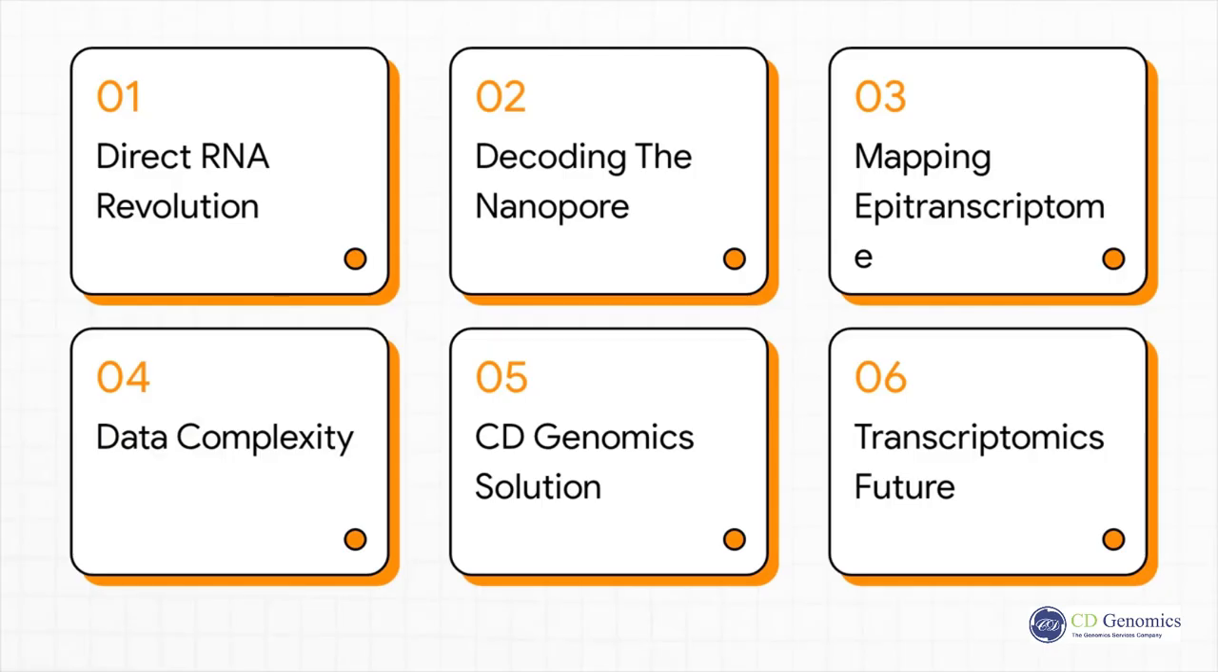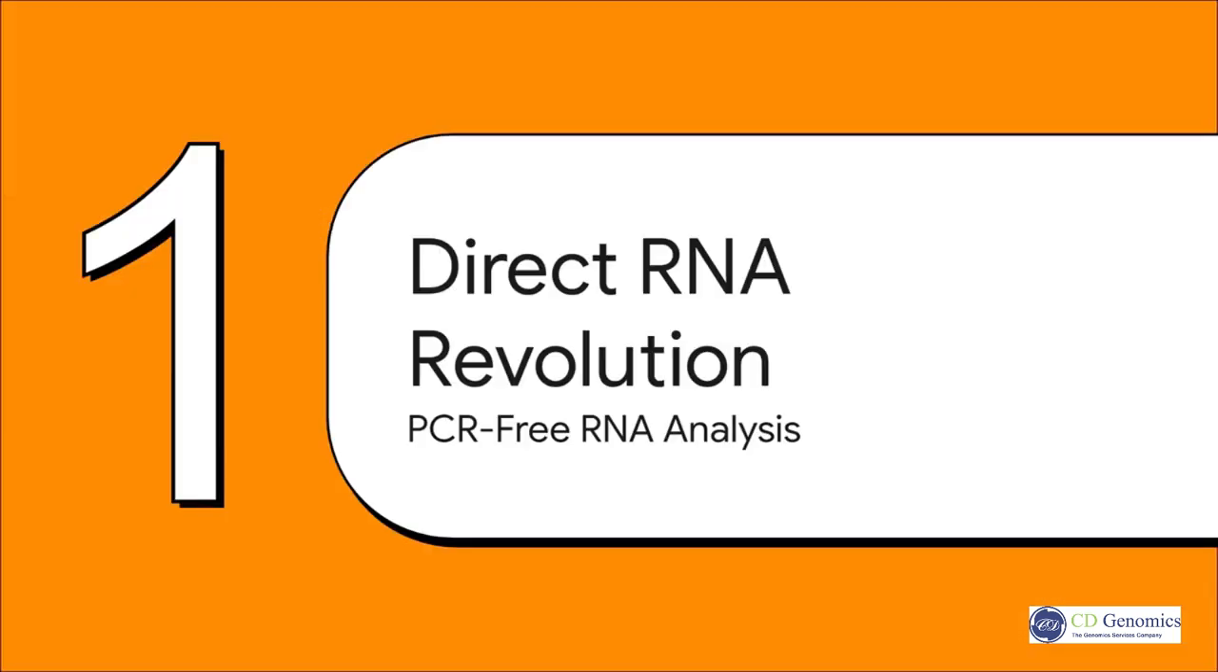Here's our roadmap for today's explainer. We'll start with the direct RNA revolution, look at decoding through the nanopore, map out the epitranscriptome, talk about conquering data complexity, check out the cDNA solution, and wrap up with the future of transcriptomics research. Let's jump right in. Part 1.